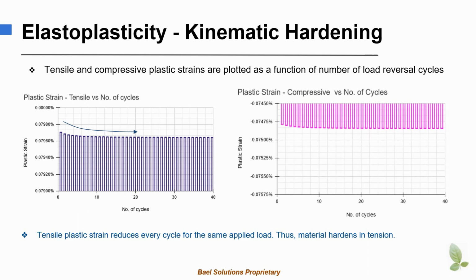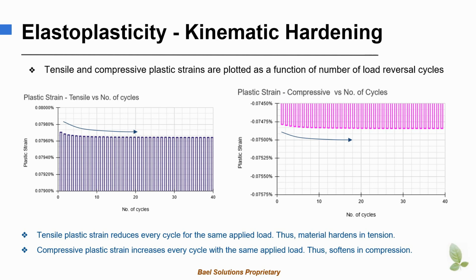The second graph shows the compressive plastic strain versus the number of load reversal cycles. As we can note, the compressive plastic strain goes on increasing with increase in the load reversal cycles. This indicates that a larger plastic strain is developed with the same level of applied load or stress. Thus, the specimen softens in the compressive direction. This behavior is known as kinematic hardening.